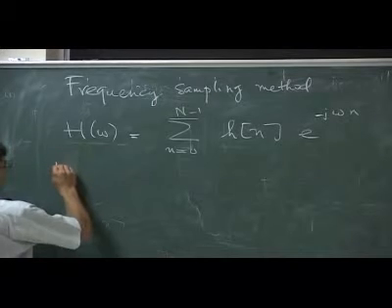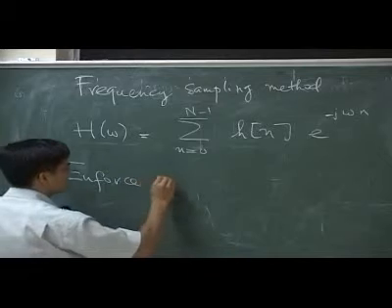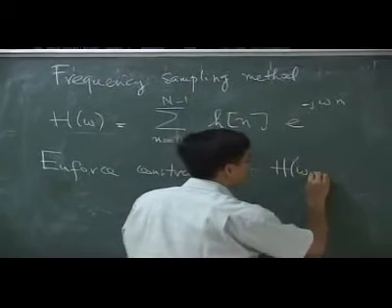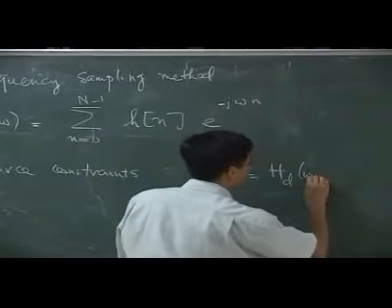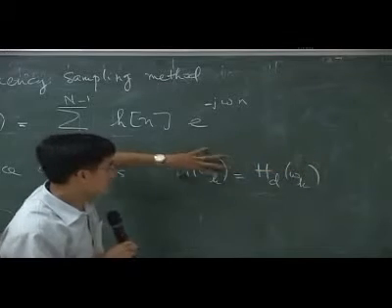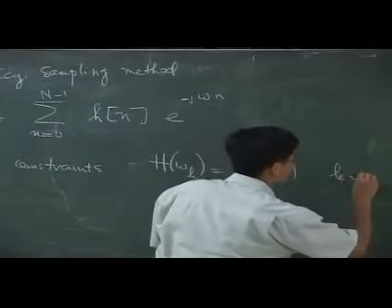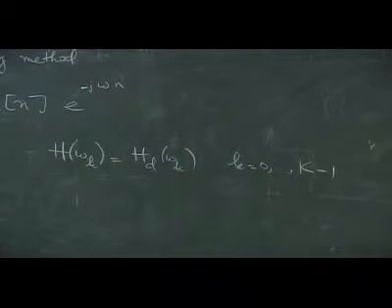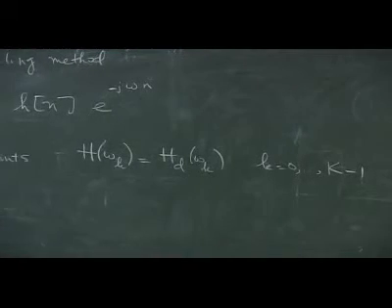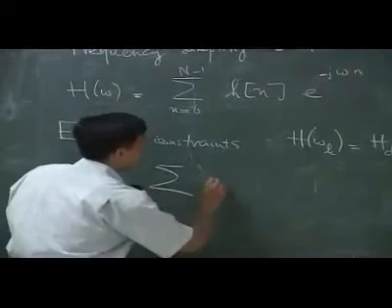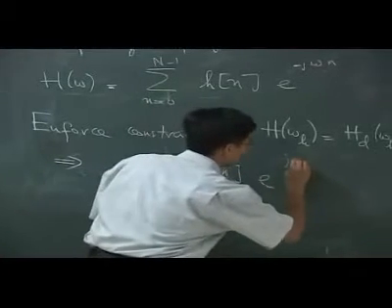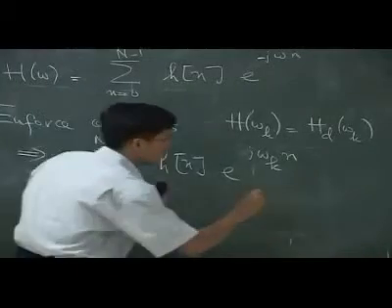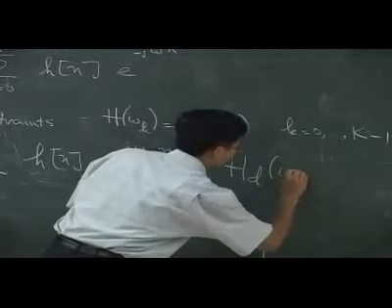So now enforce the constraint that I have H of omega k equal to this H design of omega k. They are a sequence of numbers, and here I have to enforce this for k going from 0 to, maybe I want to make it more general here, K minus 1. Enforcing that would leave you something like this: I will have a summation of h of n e to the minus j omega k n, where n goes from 0 to N minus 1, equal to this H d of omega k.